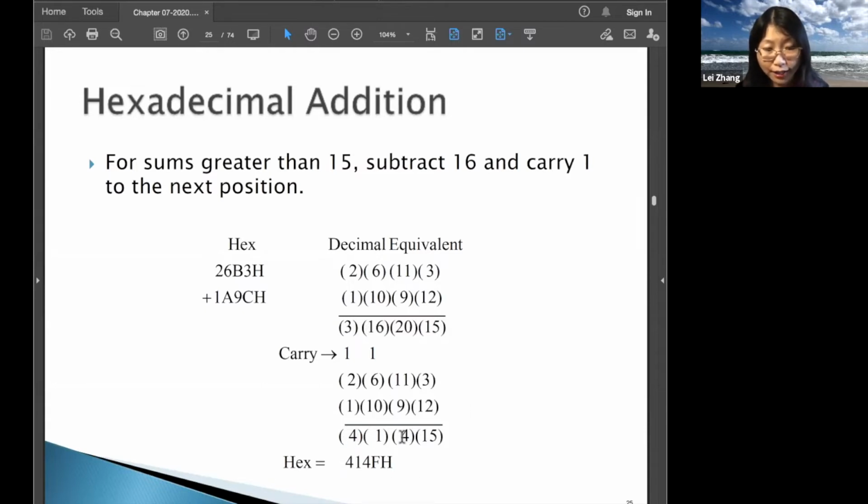So let's have a look here: 4, 1, 4, 15. We need to convert this 15 into F, since that's hexadecimal. So we end up with 414FH hexadecimal. This is how we do hexadecimal addition manually, although you can run it a lot quicker with your calculator. But you should know the step-by-step process for doing it.